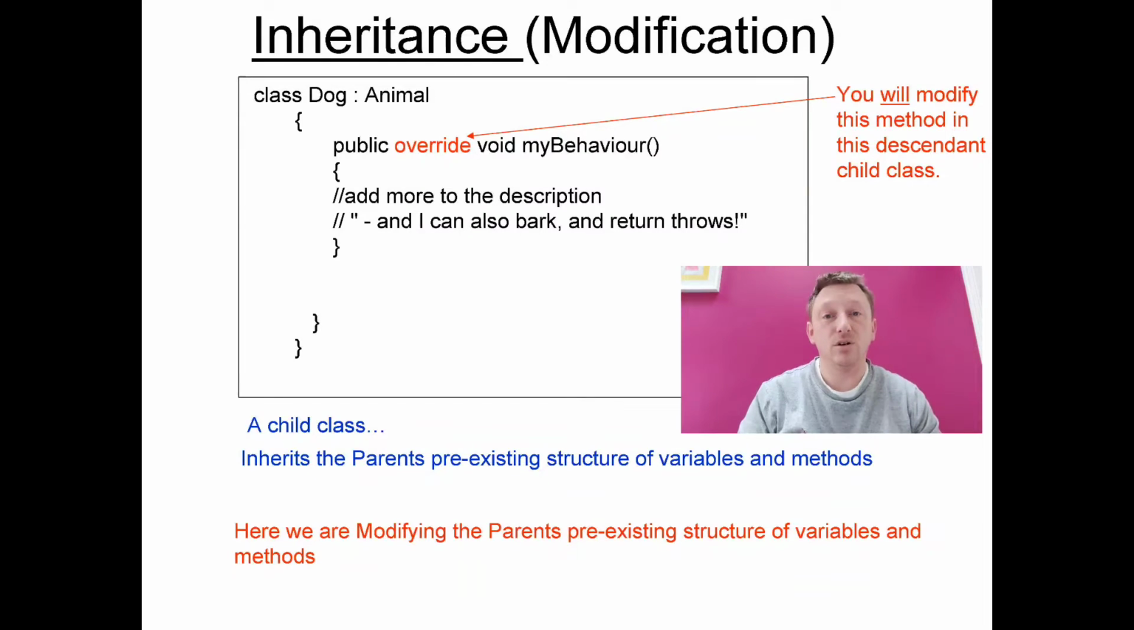Here again, it's the dog code. It's a modification from the pre-existing structure from the parent. We've changed the behavior so that it's not only the description of an animal, but we've added that it's also a dog, and it barks and it fetches throws. Very similar to the cat, basically.